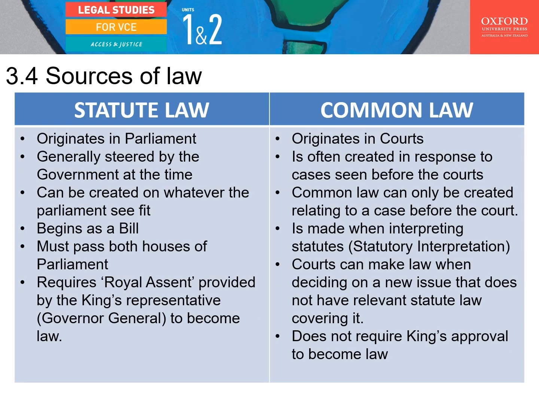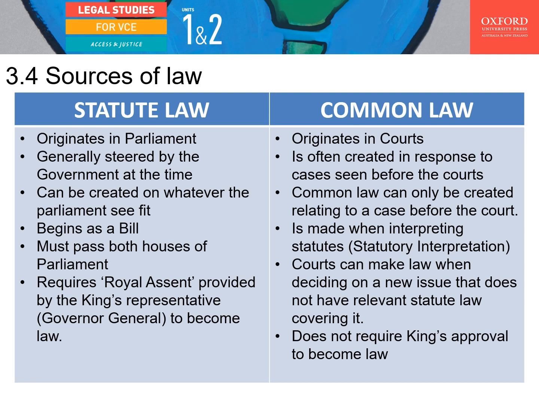So to summarise, we have two main places in Australia that law can originate. Statute law originates in Parliament, common law originates in the courts. Statute law is generally steered by the government at the time and is created by whatever the Parliament sees fit. It begins as a bill, passes through both houses of Parliament, or must in order to become law, and requires royal assent, which is provided by the King's representative or the Governor-General to become the law.